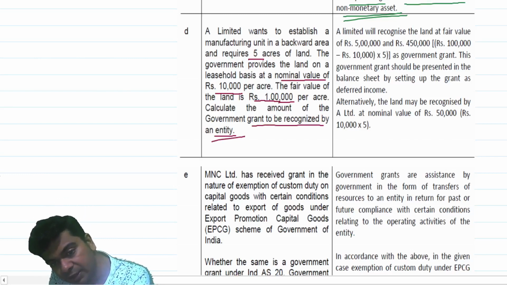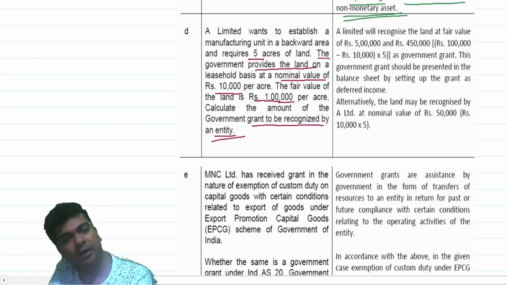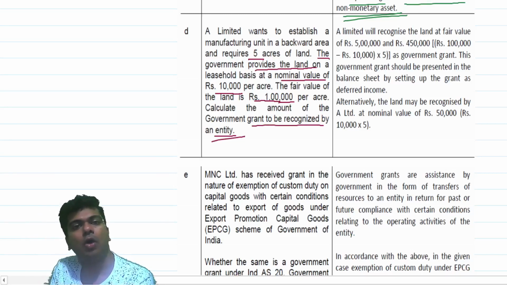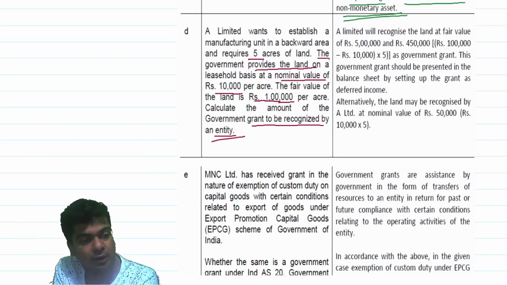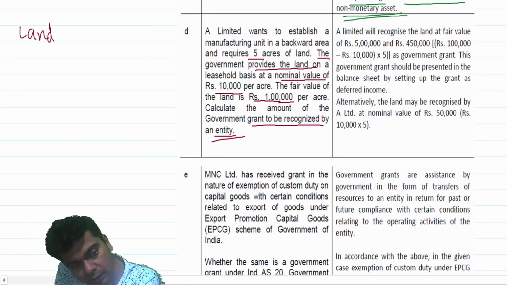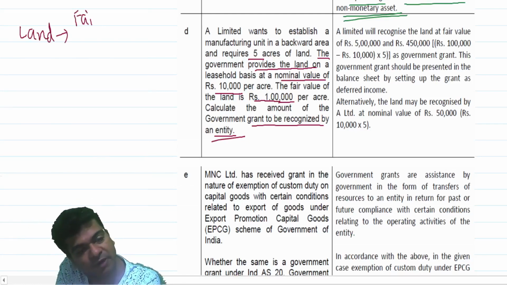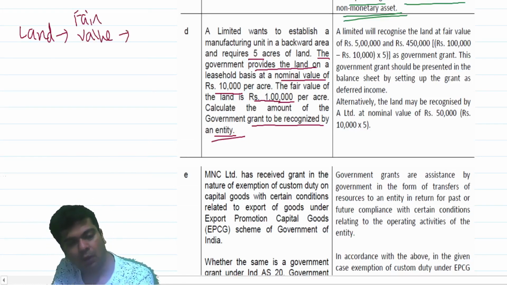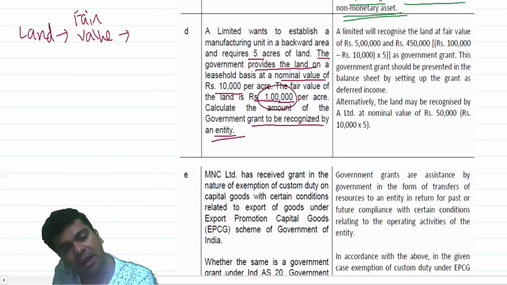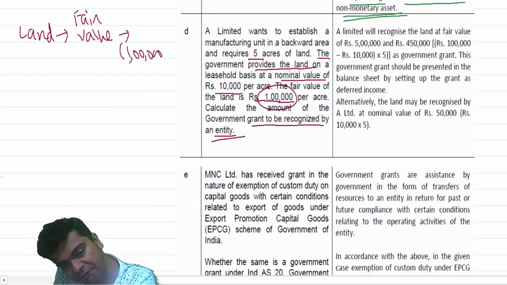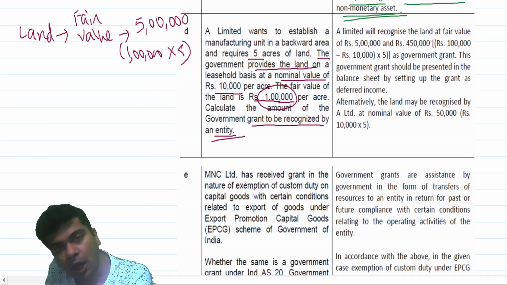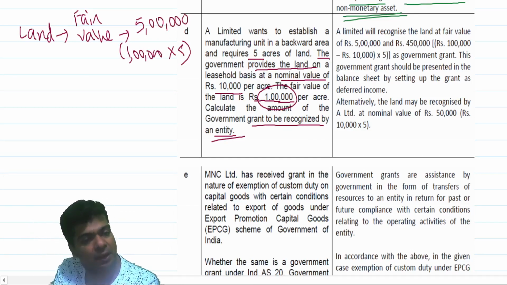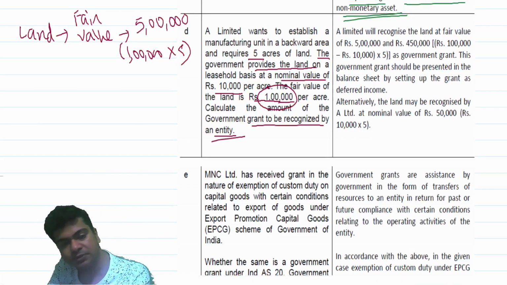The government, read it here. They say the government provides land. This is a non-monetary grant. Okay, it's a non-monetary grant. You are getting land. First approach is work out its fair value. Okay, fair value is rupees 1 lakh per acre, and you are getting 5 acres, right? That means the fair value of the land is 5 lakhs. I should recognize land in my books at its fair value of 5 lakhs of rupees.